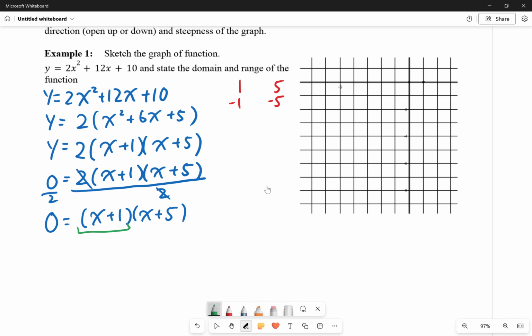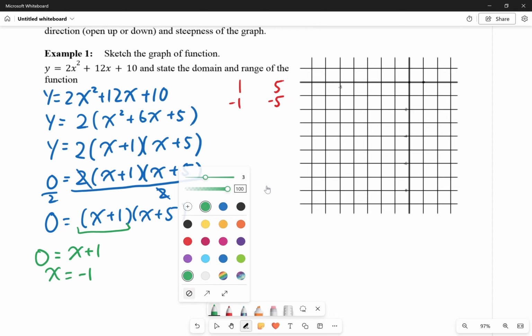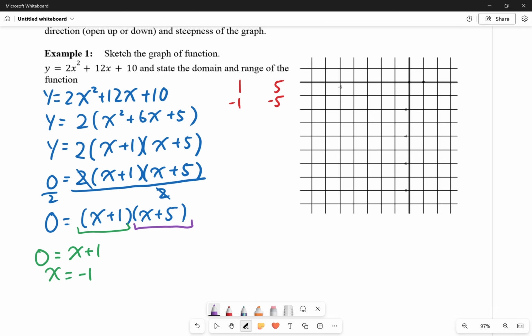Okay. And what happens is you say, okay, well, 0 is equal to x plus 1. Well, what does x have to be in that case? Well, x has to be negative 1. That's the only number that works. If you have negative 1 plus 1, that gives you a 0. So this gives you one of your x-intercepts. Let's go do the other one. Let's use purple this time. If I'm doing this guy, I have 0 is equal to x plus 5. So what does x have to be? Well, x has to be negative 5.